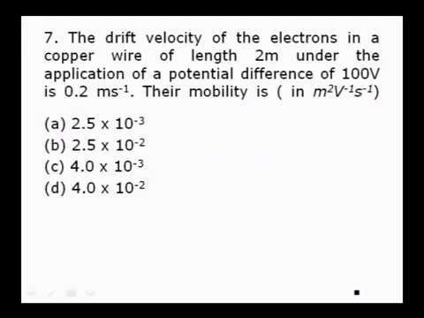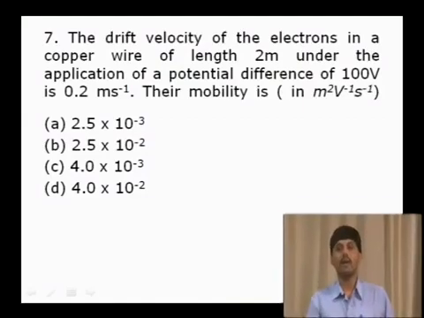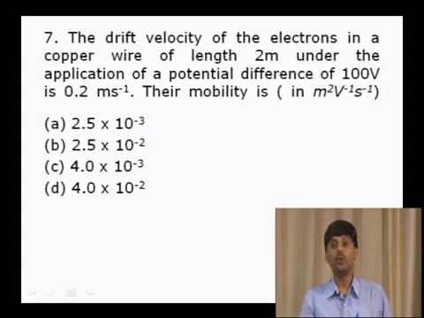Question number 7. The drift velocity of the electron in a copper wire of length 2 meter under the application of a potential difference of 100 volt is 0.2 meter per second. Their mobility in meter square per volt per second is: option A 2.5 into 10 raised to minus 3, option B 2.5 into 10 raised to minus 2, option C 4 into 10 raised to minus 3, option D 4 into 10 raised to minus 2.